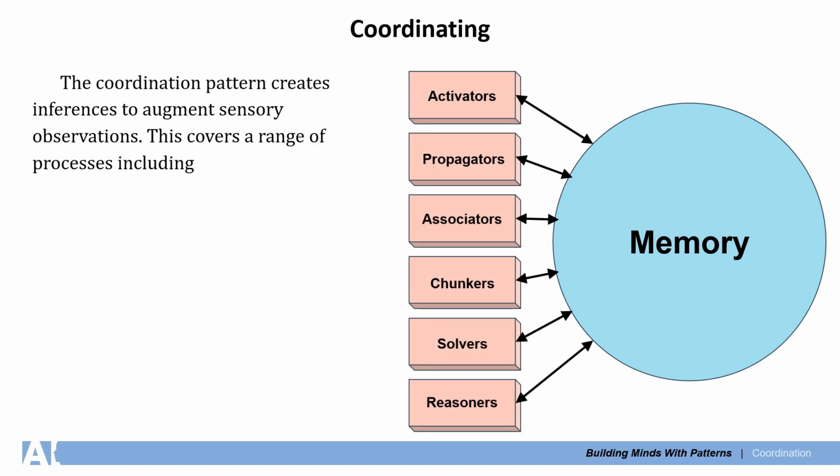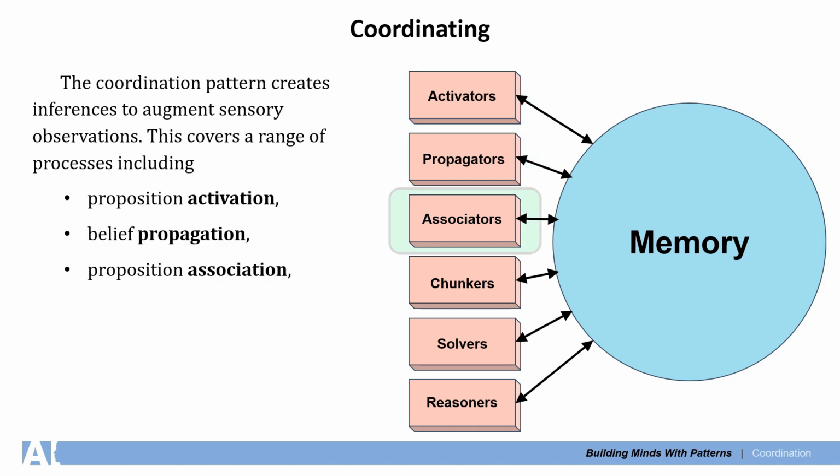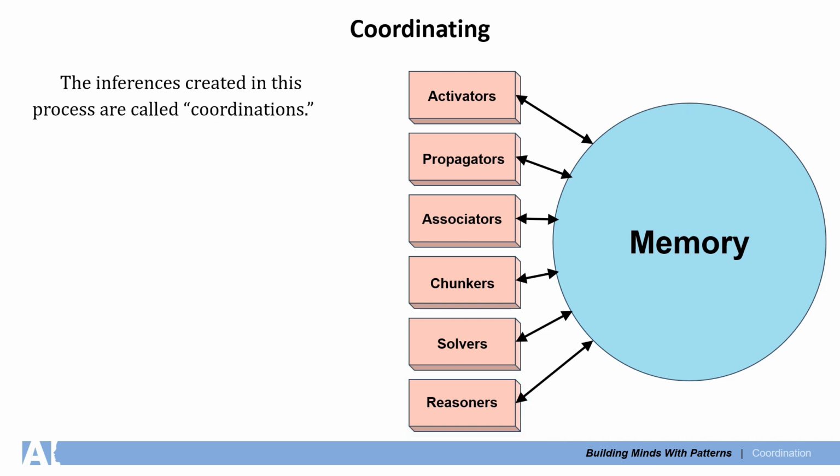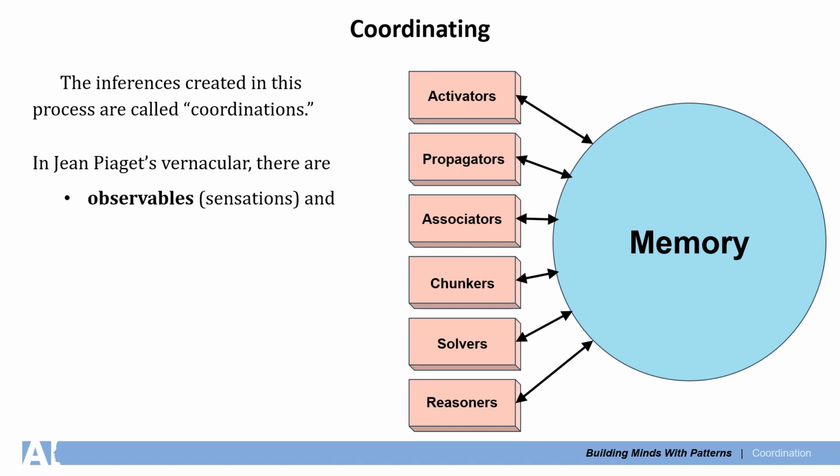The coordination pattern creates inferences to augment sensory observation. This covers a range of processes, including proposition activation, belief propagation, proposition association, concept induction or chunking, action synthesis or solving, and operation synthesis or reasoning. The inferences created in this process are called coordinations. In Jean Piaget's vernacular, there are observables, which are sensations, and coordinations, which are inferences.